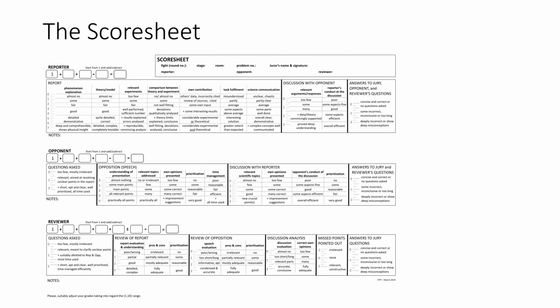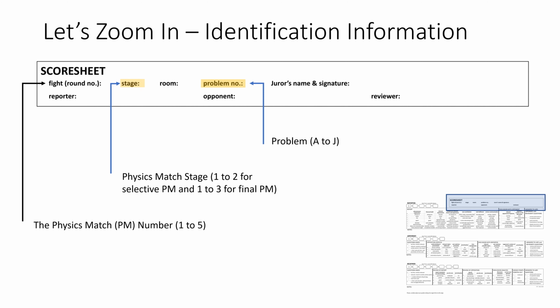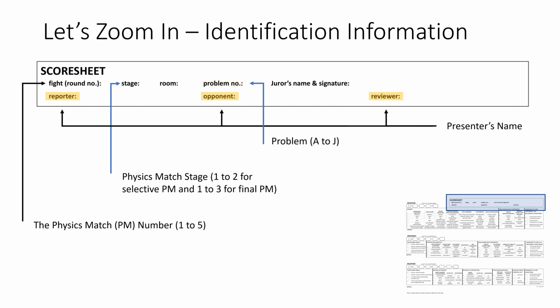At the top of the score sheet, we have the section for identification information. In this section, you fill in the physics match number, 1 to 5 or final, the stage number, 1 to 2 for selective physics matches, and 1 to 3 for the final physics match, the room, A to H, and the problem number, A to J. You also need to write your name and the name of the reporter, the opponent, and the reviewer. The room volunteer will ask the students to write their name on the blackboard of the physics match room.